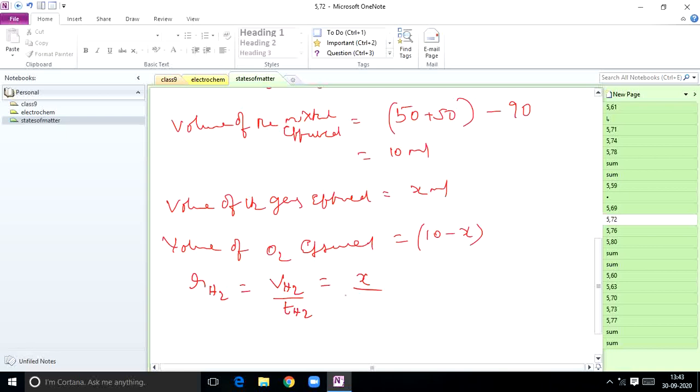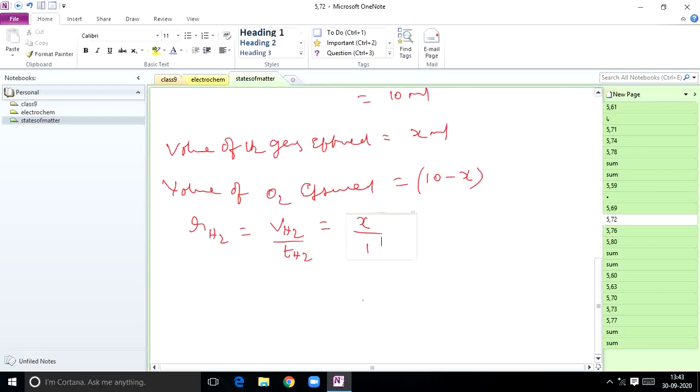A mixture of 50 ml of hydrogen and 50 ml of oxygen is allowed to effuse through a hole. Time is not mentioned. What is the composition of the effused gas and what is the composition of the residual gas, they are asking. So here time is not given, so we have to consider equal times. I am taking it as 1.